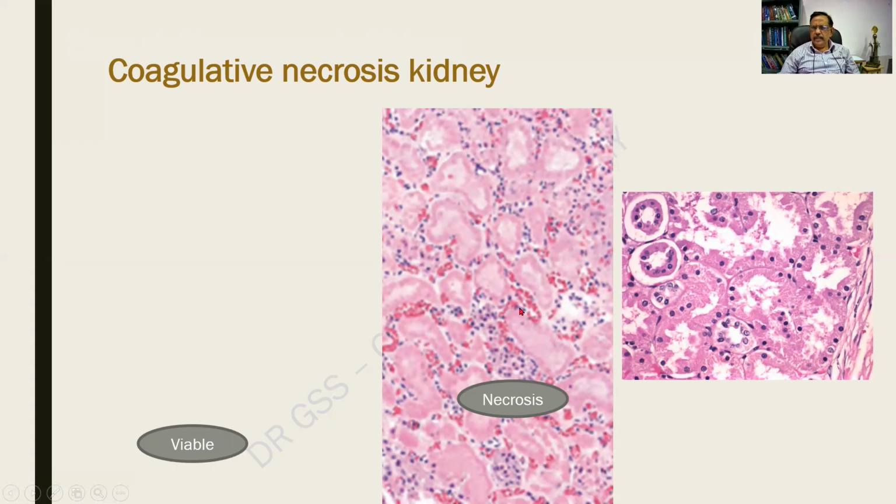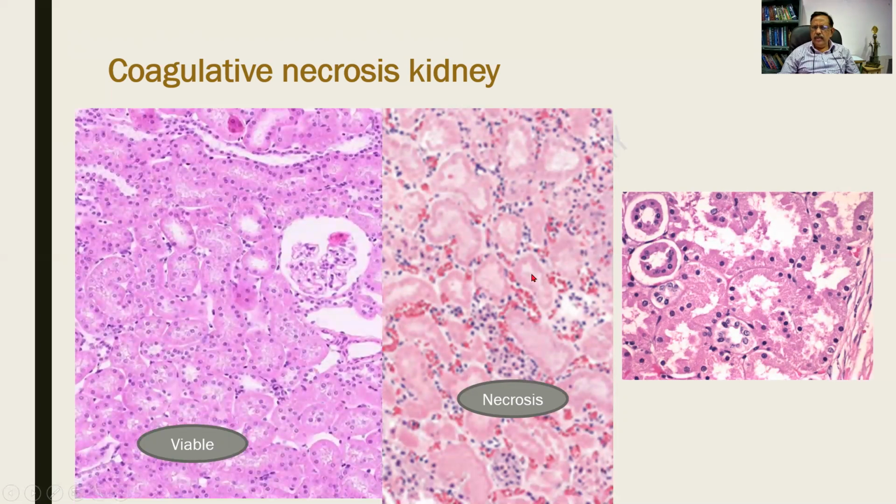Whereas, look at this one. I am not able to see a single nucleus. These are all inflammatory cells in the necrotic area. I am not able to see a single nucleus. So this is an area of coagulative necrosis. If you have got some doubt, again compare. So I hope you people will be able to make a diagnosis.